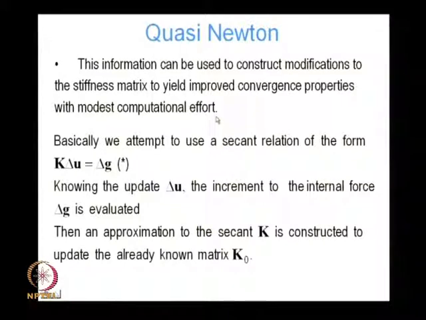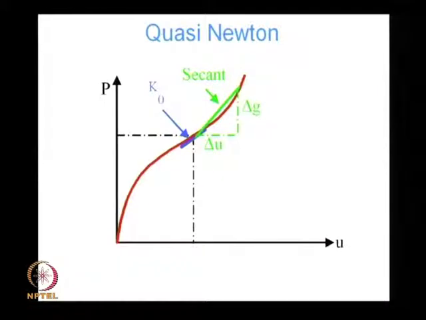So, basically we attempt to use a secant relation of the form k delta u is equal to delta g. Knowing the update delta u, the increment to the internal force delta g is evaluated. Then an approximate to the secant k is constructed to update the already known matrix k0.